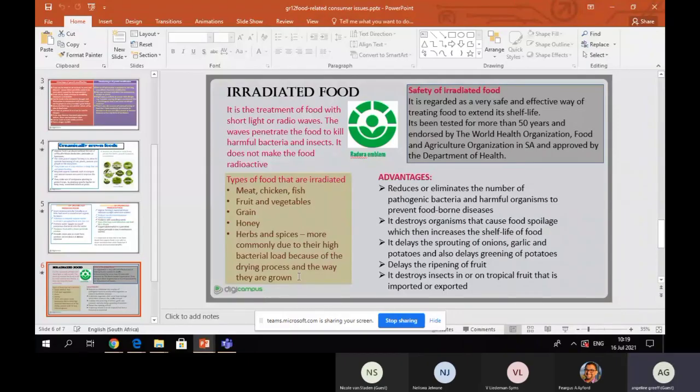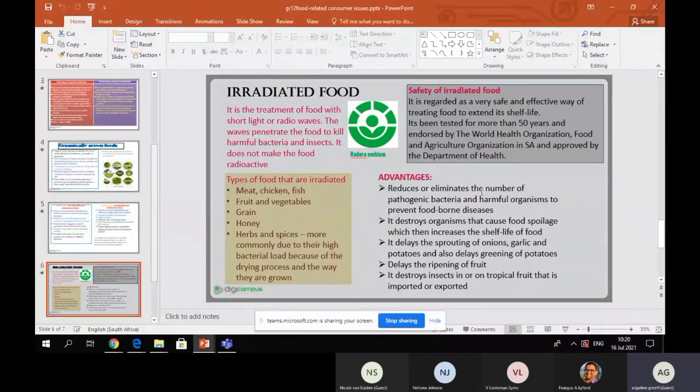Then just in terms of safety, okay, because that might also be a concern for people, what you need to know is that food has been irradiated for the past 50 years. It's endorsed by the World Health Organization, the Food and Agriculture Organization in South Africa, and approved by the Department of Health. So that gives us an idea that it is relatively safe and an effective way to use.